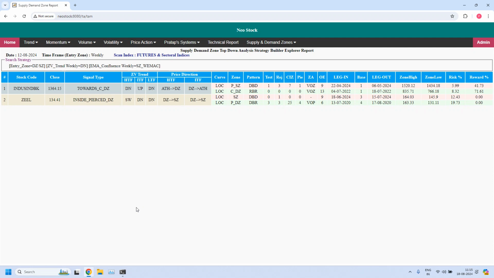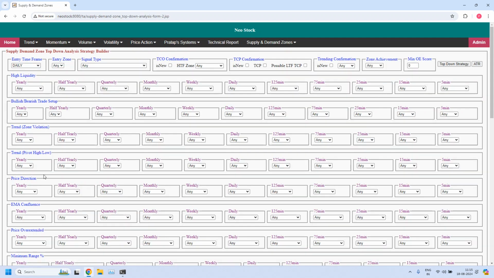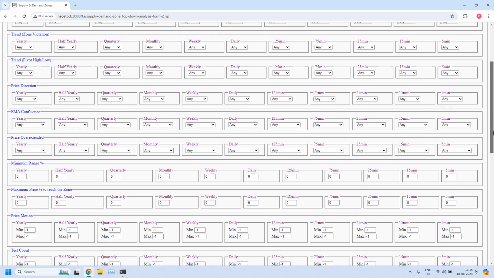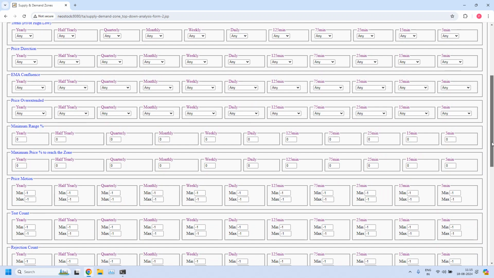So this is about weekly EMA confluence. Apart from that, we will add one more type of report, that is zone confluence. Let us check how many of the weekly zones are having a confluence with the entry time frame, which is weekly. Weekly demand zones are having confluence with monthly demand zones.